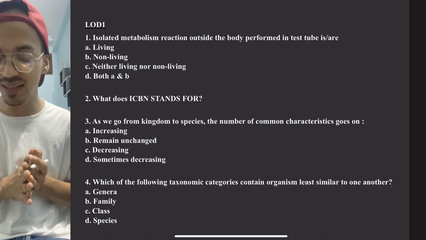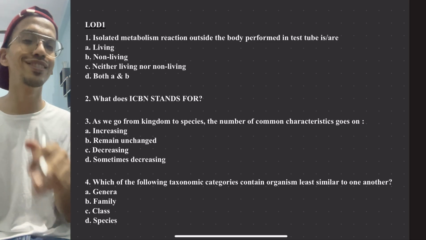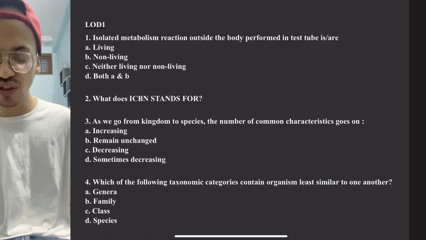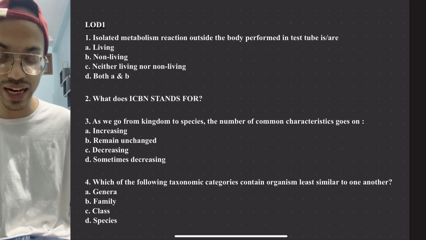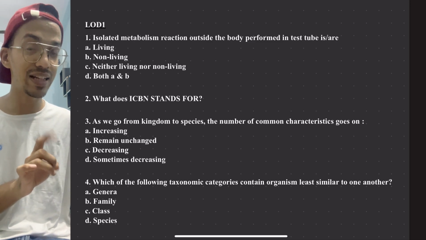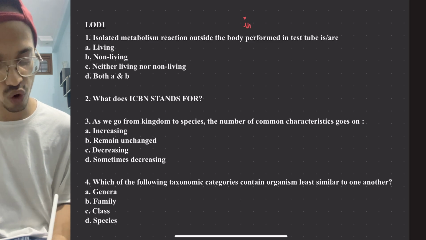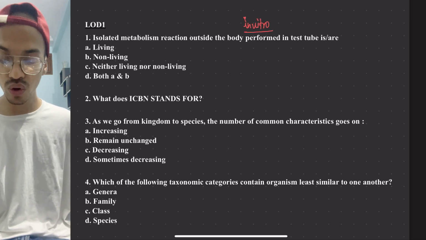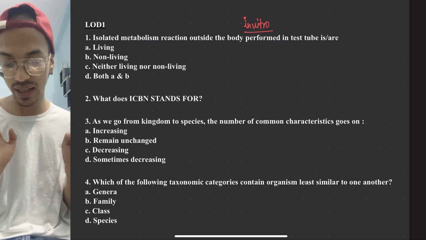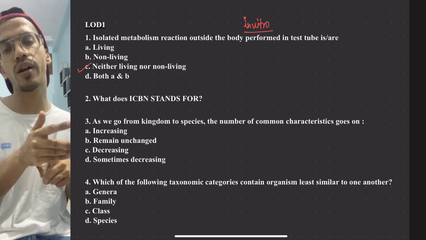The first question is LOD level 1. You can even write these questions down, or you can just give the answers in the comment section along with me. The first question is: isolated metabolic reactions outside the body performed in test tubes are. I have talked about this statement: outside reactions are what? They are in vitro reactions. They are not truly living reactions. So neither are they living, nor are they non-living. So we go with option C, neither living nor non-living.